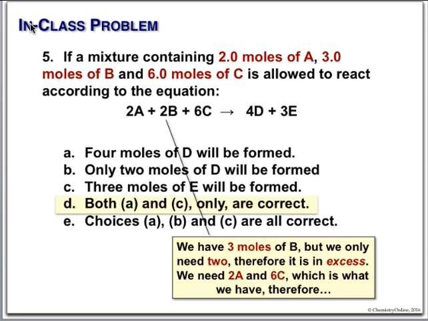Any questions? It looks like you're just basically looking at the numbers. That's right. It looks really complicated, but it's really simple, isn't it? Coefficients. You have 3 B's, you only need 2, and we have 2 and 6. So we're good.